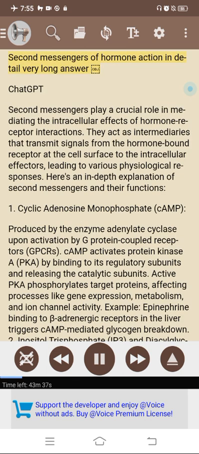Second messengers of hormone action in detail. Very long answer. ChatGPT. Second messengers play a crucial role in mediating the intracellular effects of hormone receptor interactions. They act as intermediaries that transmit signals from the hormone-bound receptor at the cell surface to the intracellular effectors, leading to various physiological responses. Here's an in-depth explanation of second messengers and their functions.